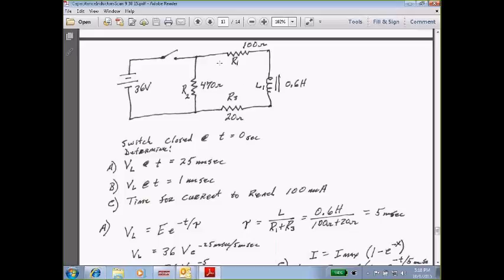Now, we're talking about the resistance in the loop that contains the inductance. In other words, your charging loop right here. This one's not included. So when we close the switch, we're looking at around this side of the loop. So my total resistance is R1 and R3 in this case, which is 100 ohms plus 20 ohms. So it's 120 ohms. So 0.6 Henries divided by 120 ohms, I come up with 5 milliseconds.